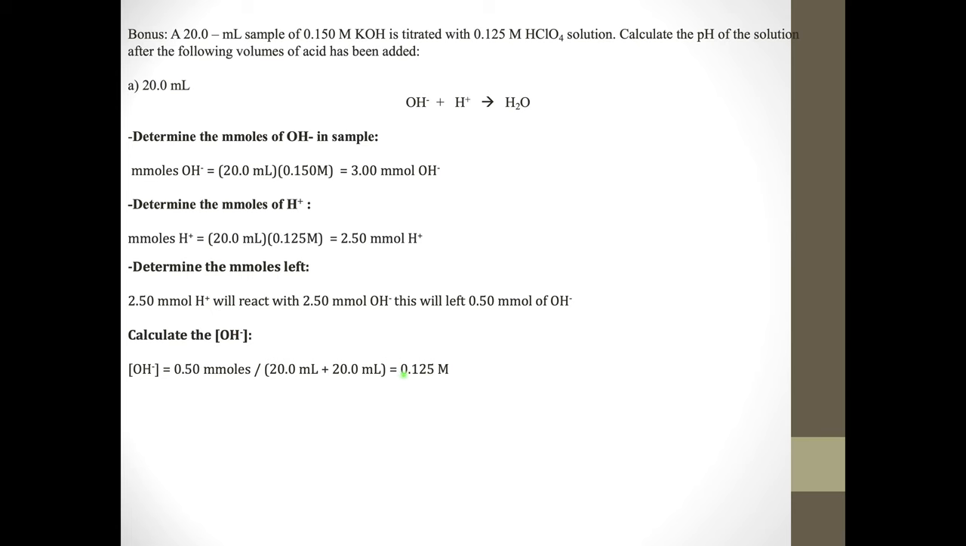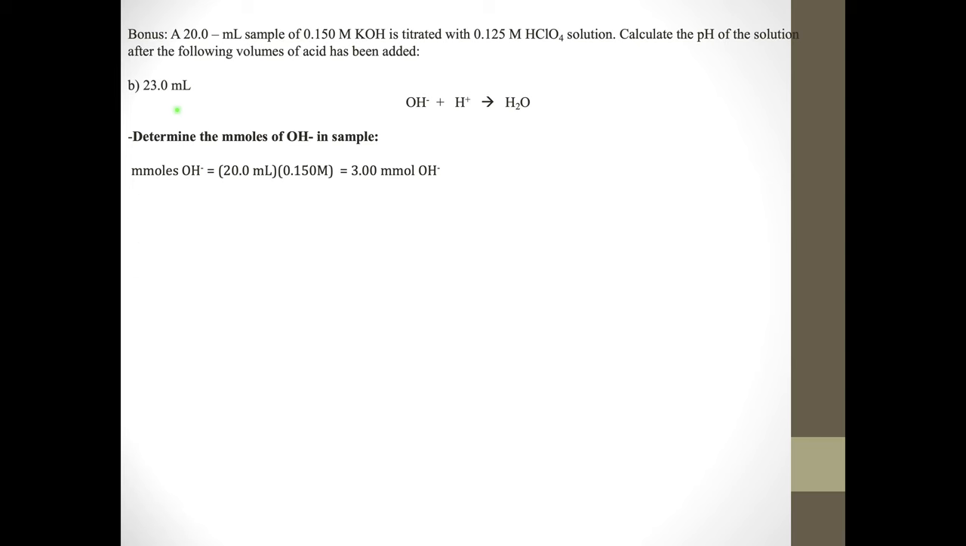This is the concentration of hydroxide ion. Now we can calculate the pOH, so it's going to be equal to the minus log of this concentration here, that is going to be 1.90. And now we can basically calculate the pH of the solution by 14 minus 1.9, which is going to be 12.10. So this is the pH of that solution when you add 20 mils of the perchloric acid.